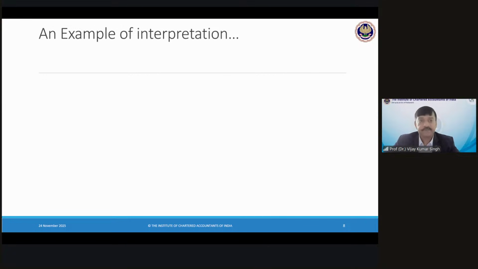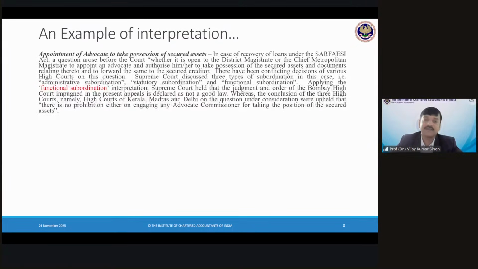I hope this gives you a bit of clarity on the purpose and objects of General Clauses Act. Let me now give you an interesting example of interpretation because I am using this term often, and you may be thinking, how does it make a difference, right? So just to take this example of interpretation in one of the scenarios, and this scenario relates to the insolvency and bankruptcy code, not actually, it is SARFAESI, but relating to insolvency. So this matter relates to appointment of advocate to take possession of secured assets.